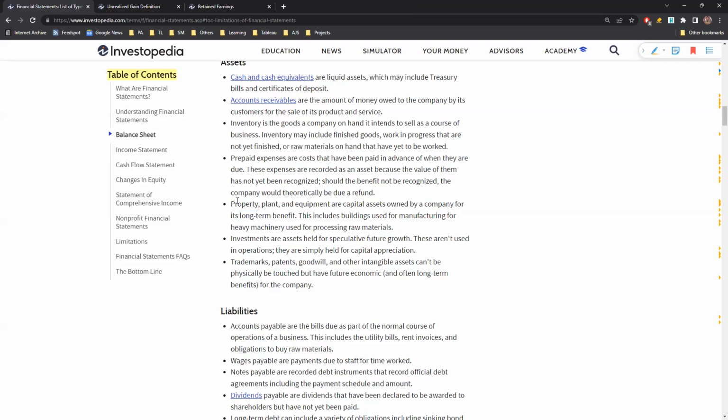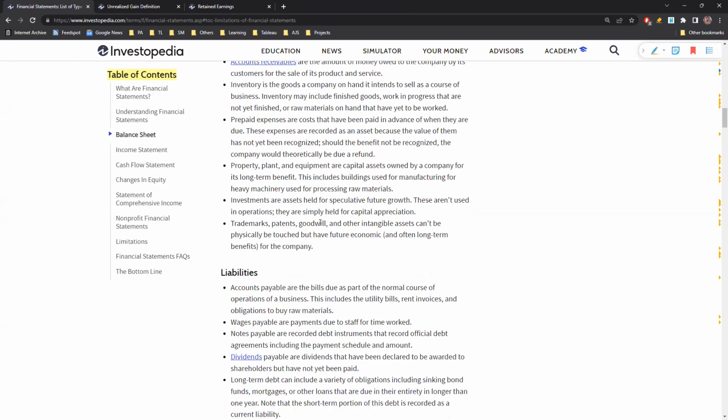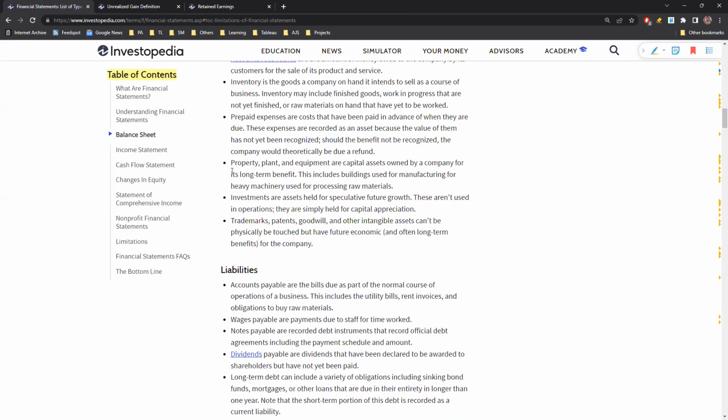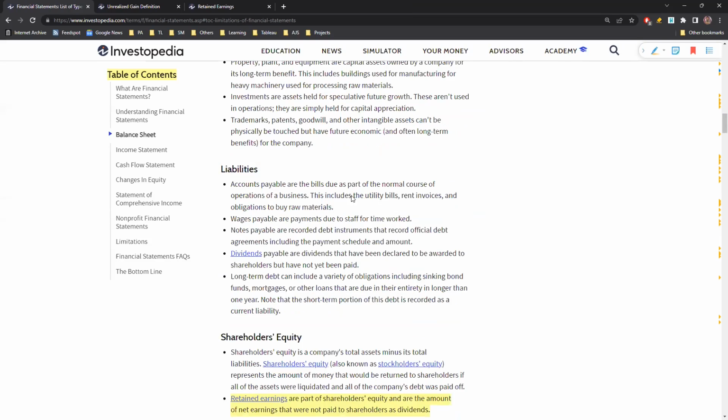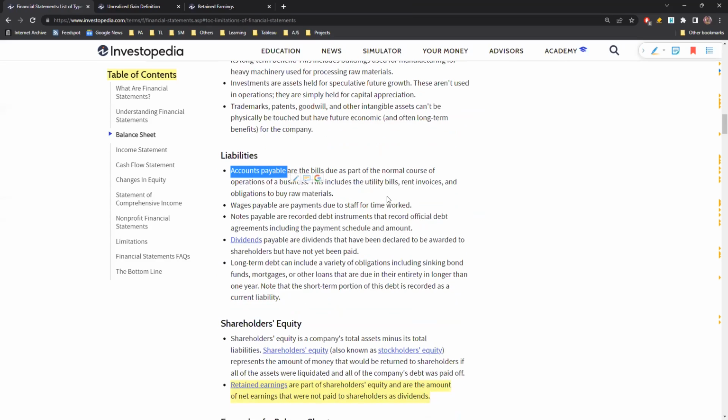And likewise, there are a few other elements here, and there is one thing that you need to notice: the intangible assets can also be considered as assets, normally trademarks, patents, etc. And likewise, we have liabilities. Now these are something that the company is supposed to pay to others, so the money that is supposed to go out of the company.